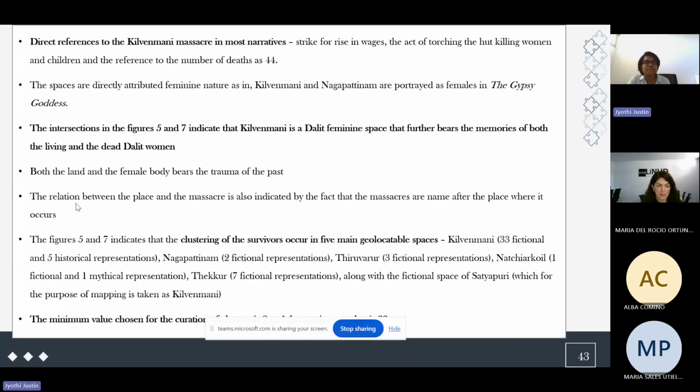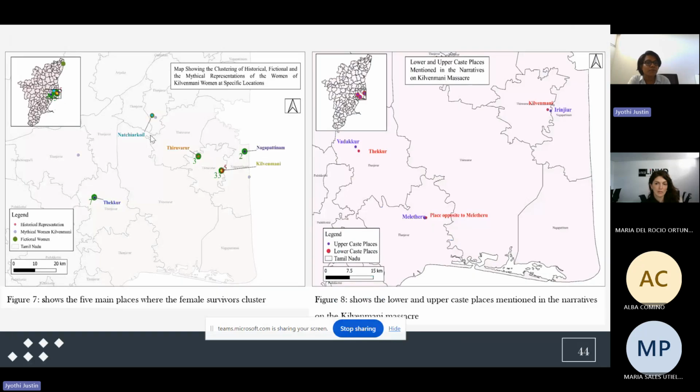The clusters that we identified based on our database are as follows: we found 33 fictional and 5 historical representations in Kilvenmani, whereas in Nagapattinam there were 2 fictional representations. Thiruvarur, Nachiyar Koil, Tekkur, etc. are other clusters that we found. So in this map, you can see that these are the major areas where the female survivors are clustering.